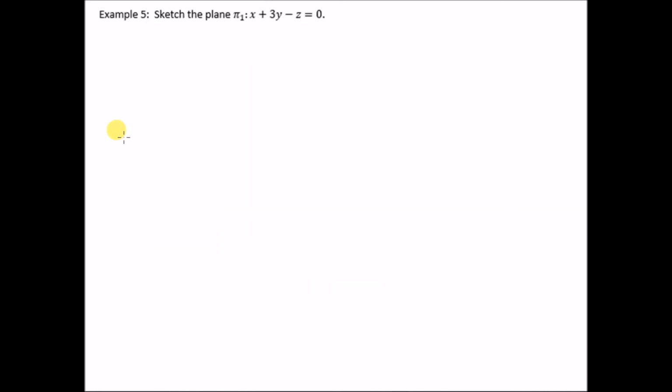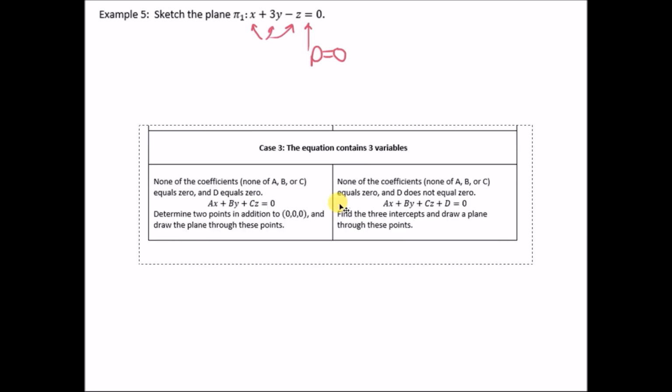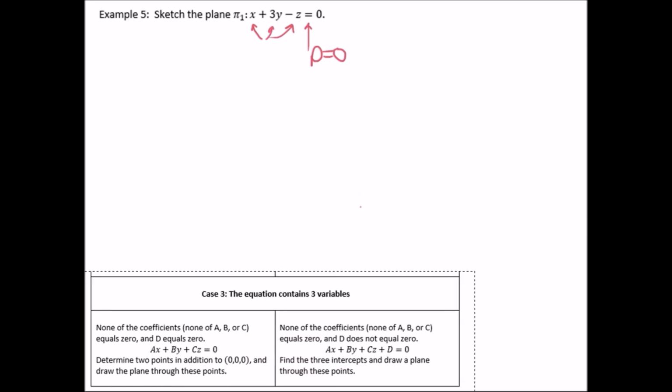Example 5, sketch this plane. Plane 1, x plus 3y minus z equals 0. As soon as I see this, I think to myself, there's an x, a y, a z, but the d is going to equal 0. So if I were to look at that chart, let's just paste the chart here at the bottom.